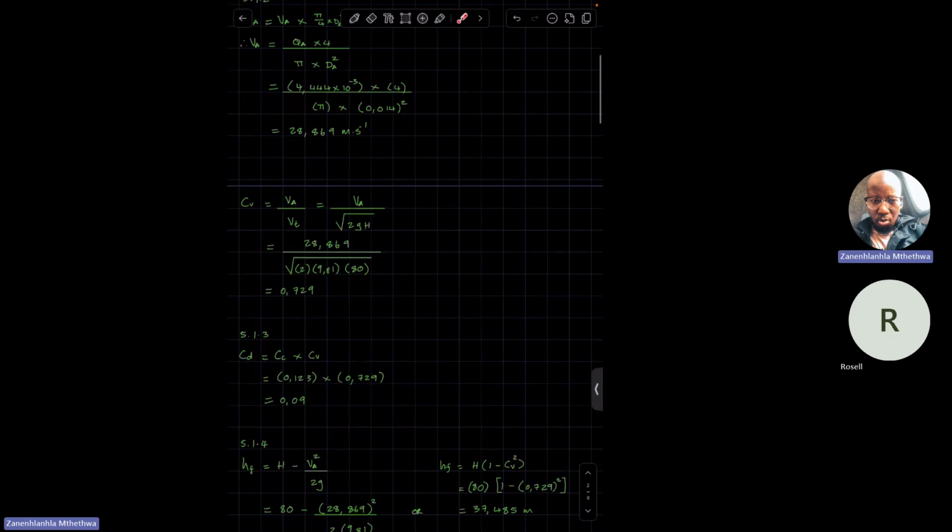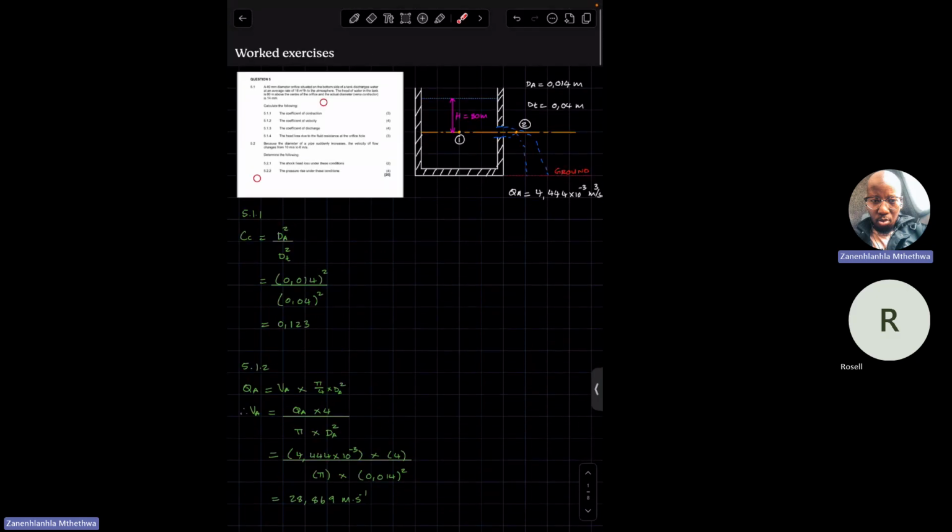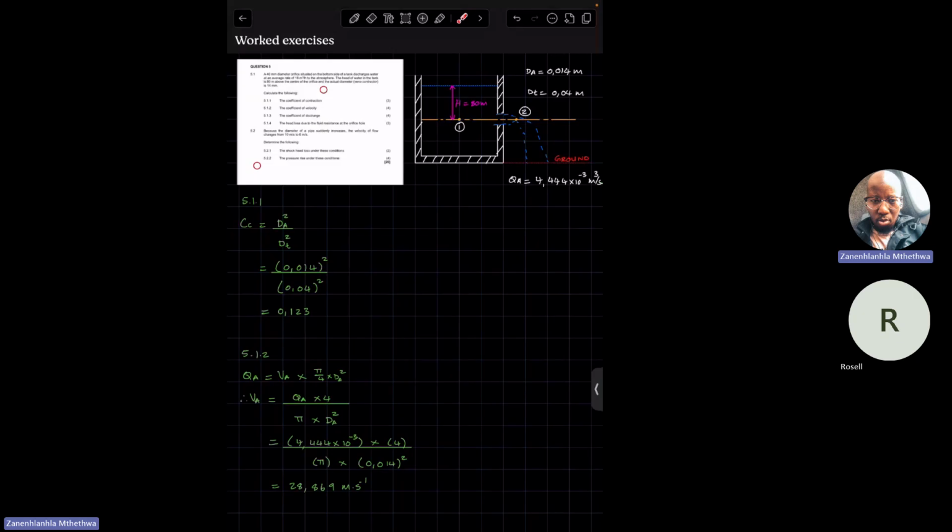Then we look at 5.1.4, the head loss due to fluid resistance at the orifice hole. You see, now the question is based on real life applications, where frictional losses have to be taken into account. With frictional losses, you get major frictional losses and then you get minor frictional losses. So things like shock losses, those are minor frictional losses.